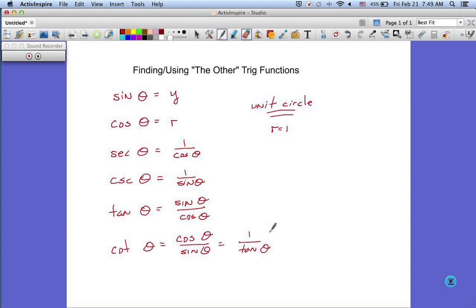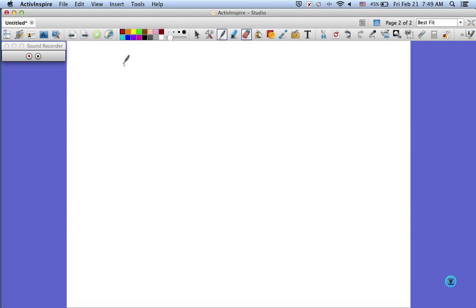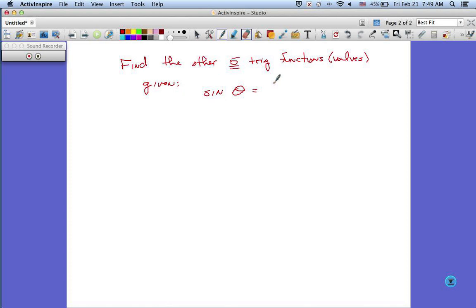So let's take these and use these in some sort of application here. Let's say you're asked to find the other 5 trig functions. Find the other 5, yes, I'm saying 5 on purpose, the other 5 trig functions or values, depending how you want to look at that. Find the other 5 trig values given that sine of some unknown angle is equal to 5/13, and that unknown angle, you're simply told, is between pi over 2 and 3 pi over 2.